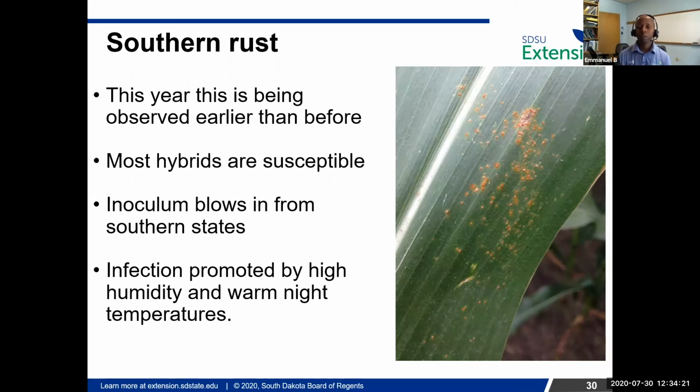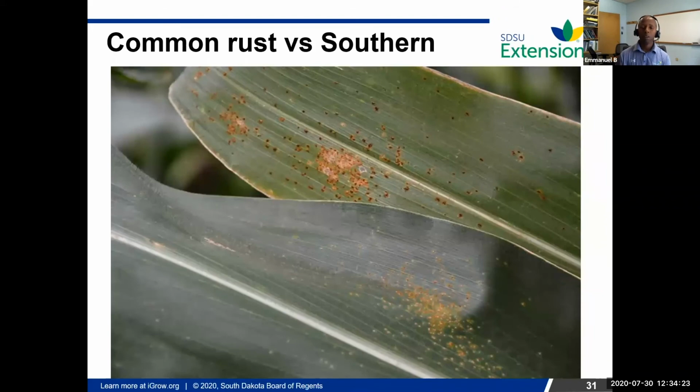So the question is going to be how to tell southern rust from common rust. It's pretty easy actually to tell the two apart. So southern rust is going to be more clustered, as you can see in this picture. And then also the color is more to the orange, yellowish type, whereas for common rust, seen here in the upper picture, it's going to be sort of random on the leaf, and the color is going to be a bit dark red.